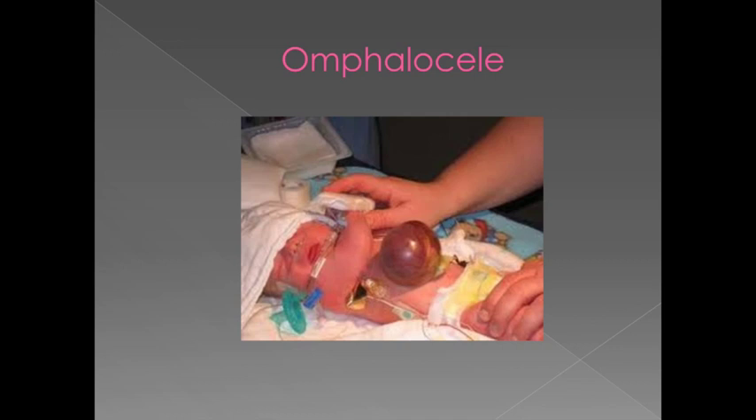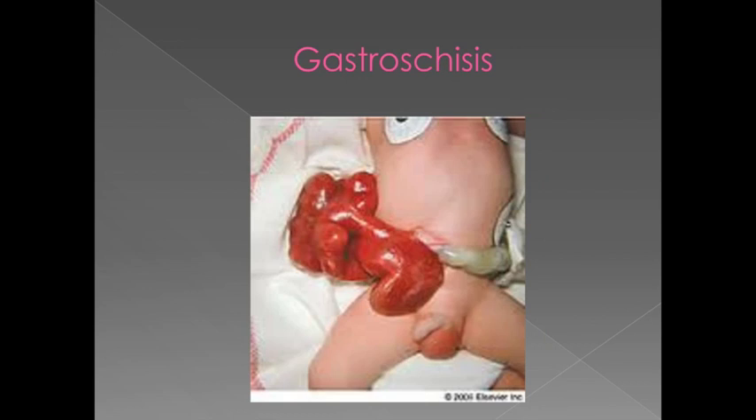A congenital anomaly in which the abdominal viscera develop outside the body but are contained within a peritoneal sac is called omphalocele. This sac can contain intestines and other organs such as the liver and spleen. The anomaly is often associated with other genetic defects.